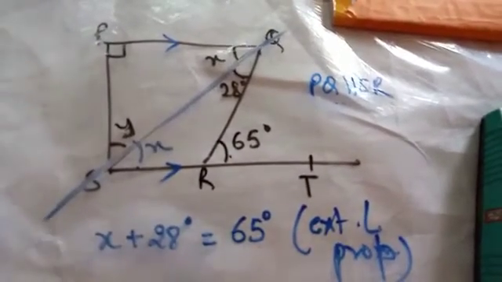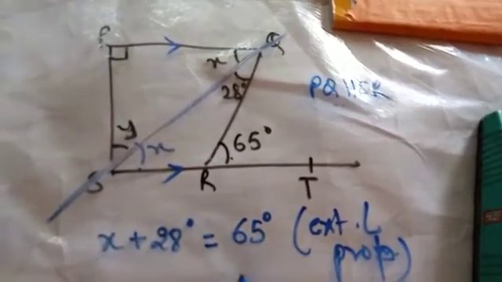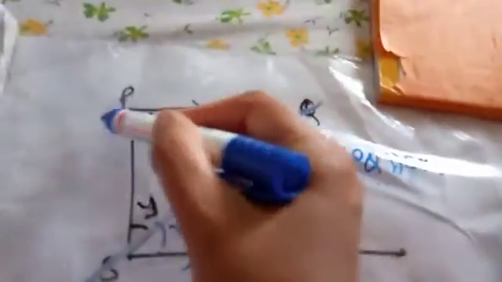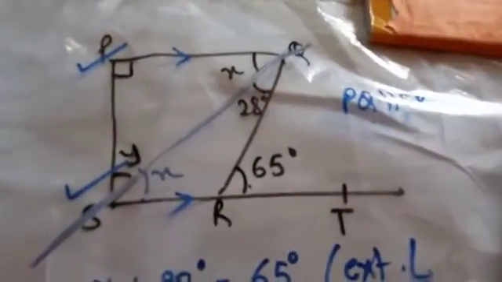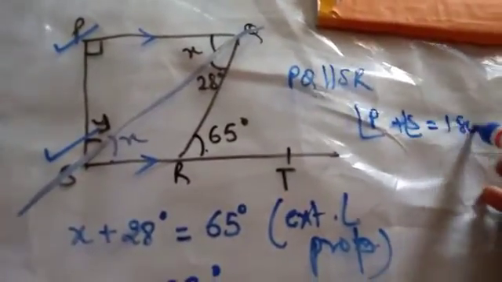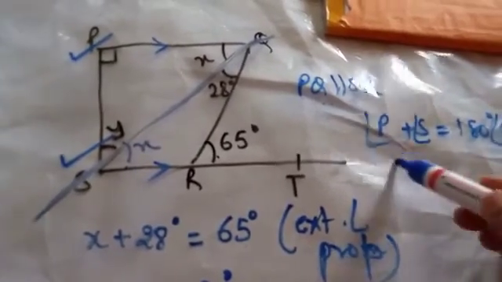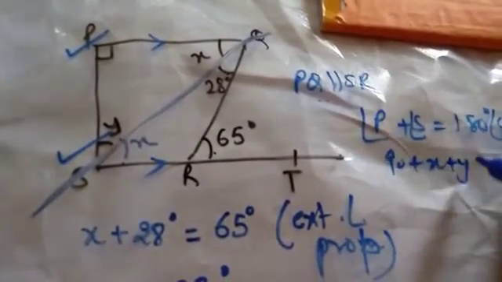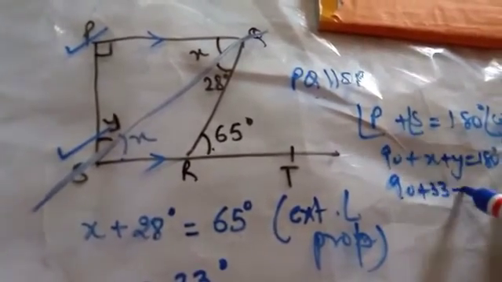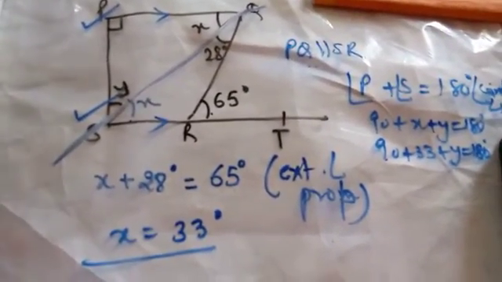So X की वैल्यू कितनी हो जाएगी? 65 minus 28, 37... 33 degrees. Now if we have to find out the value of Y, this angle P plus angle S will be equal to 180 degree. What's the reason? P plus S is equal to 180 degree. This is co-interior angles, right? So 90 plus X plus Y is equal to 180 degree. You know that it is 90 plus 33 plus Y is equal to 180 degree. So you now can find out the value of Y.